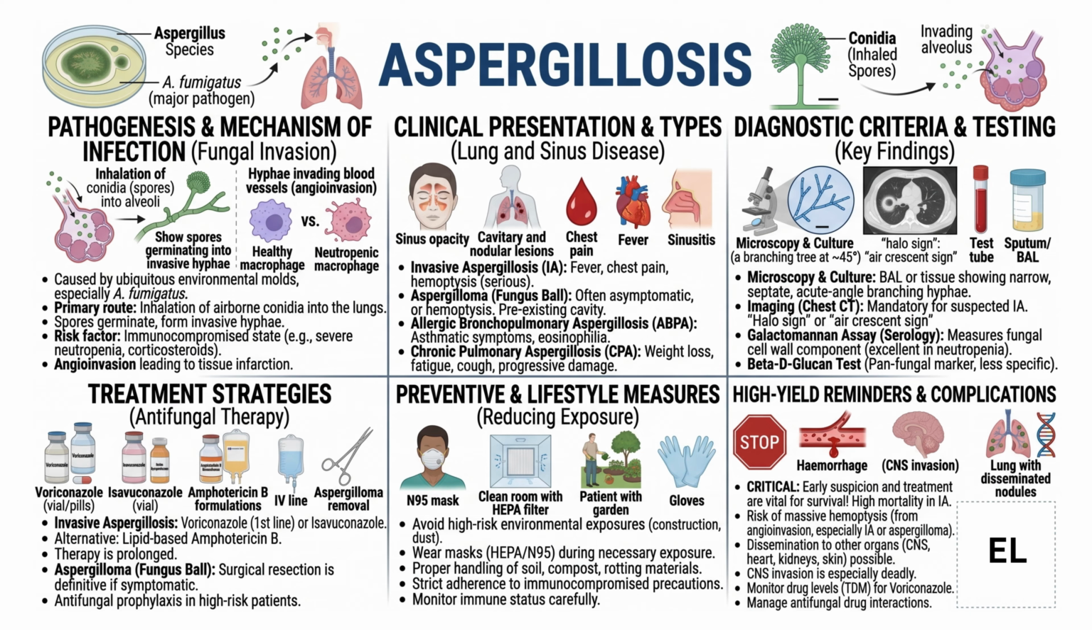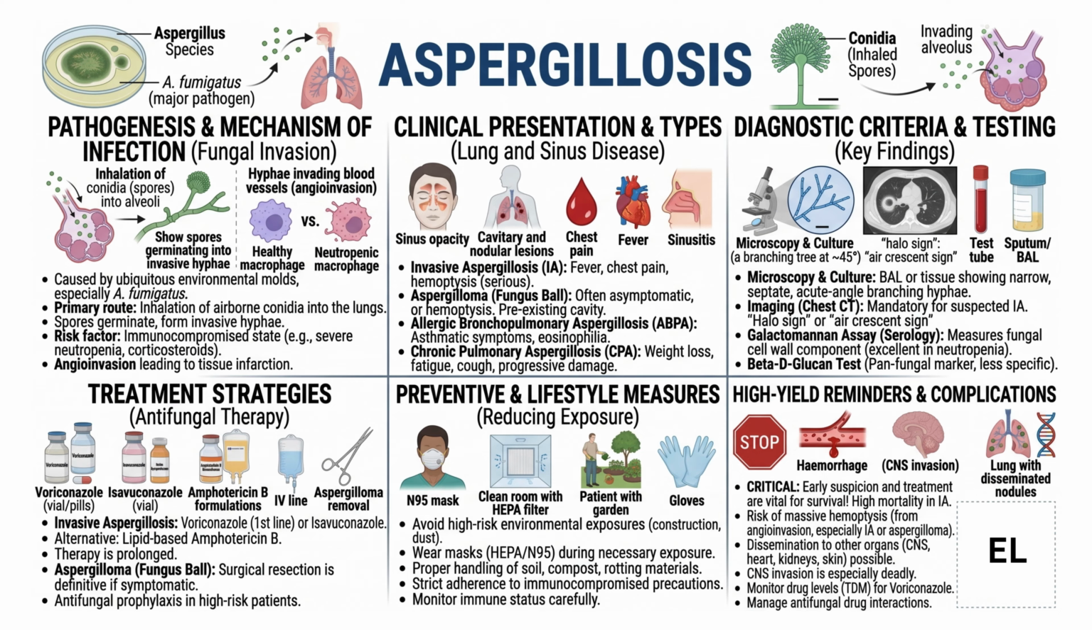Now let's move to the diagnostic criteria and testing, which are extremely important for both exams and clinical practice. One of the first steps is microscopy and culture. Samples such as sputum, bronchoalveolar lavage, or tissue biopsy can be examined under the microscope. The classic finding is narrow, septate hyphae with acute angle branching, typically around 45 degrees. This is a hallmark feature of Aspergillus.